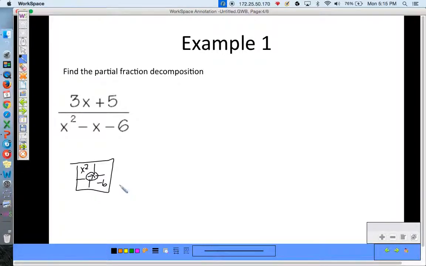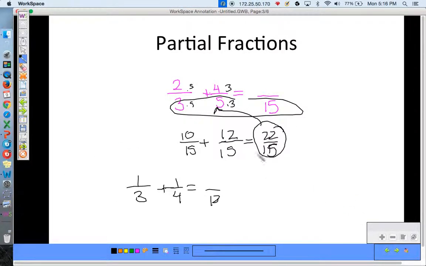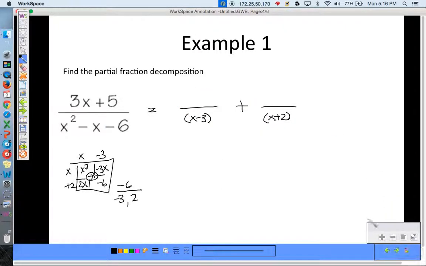So a times c, we have negative 6. Well, that's going to be negative 3 and 2. So 3x and 2x. x times x minus 3 plus 2. So we know it factors. If we were to split up this fraction, x minus 3 and x plus 2, because those bottom two multiplied together will give us this, similar to how times 3 times 5 gave us 15. But we don't know the numerator, so we're just going to put an a and a b.